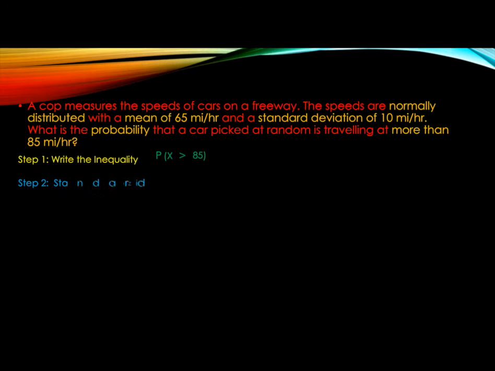Step 2 is to standardize. Because there are many different normal distributions, each with a different mean and standard deviation, we must convert them to the same scale, so it will be easier to compare. In this standard normal distribution, the mean is 0 and the standard deviation is 1. The formula to find that is z-score, which is another word for standard, equals x, which is what we're trying to find, minus the mean, divided by the standard deviation.